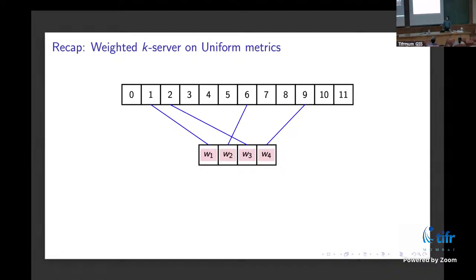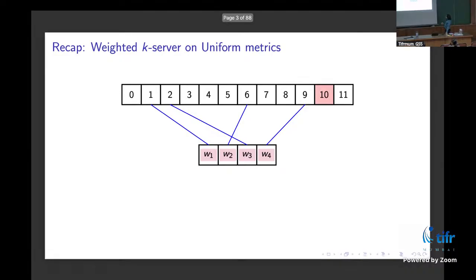The plan is for me to present our recent work on this weighted K-server problem on uniform metrics. But in case you have forgotten, here is a quick recap. This is basically a weighted version of the paging problem where you have slow memory having several pages, you have a cache, and the cost of replacing a page within the cache is different for each cache location. Now, the rest of the setup is the same as the usual paging problem.